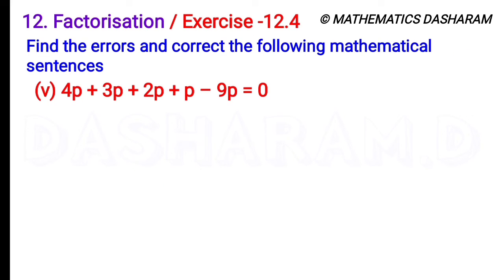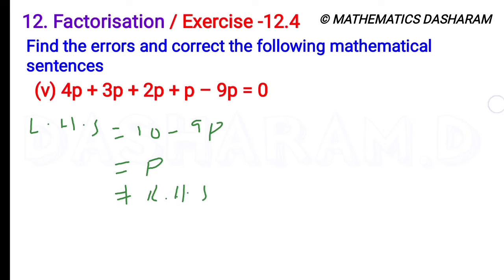Next, fifth problem, 4p plus 3p plus 2p plus p minus 9p equals to 0. So in the LHS, 4p plus 3p is 7p, 7p plus 2p is 9p, 9p plus p is 10p. So 10p minus 9p is p. So that is why it is not equals to RHS.